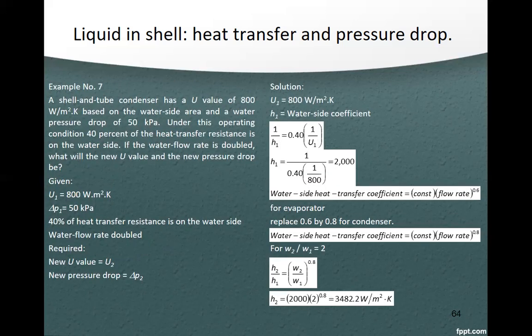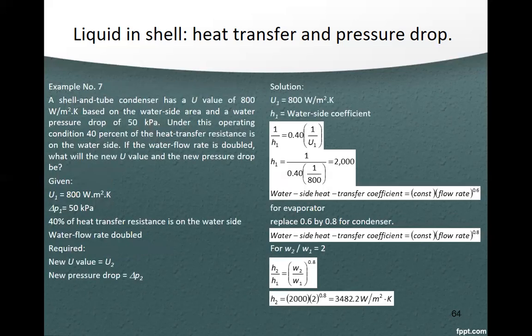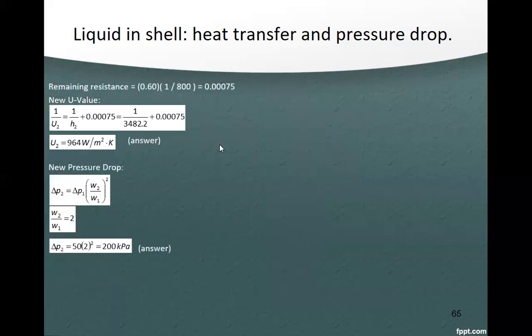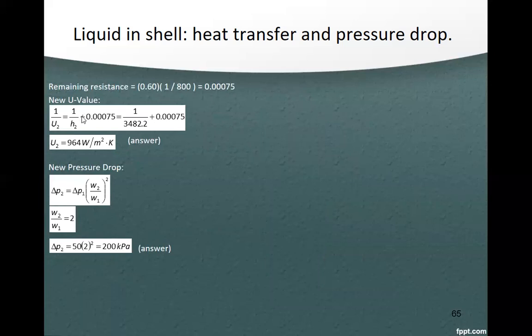Tapos, kunin mo na yung H2 niya, and dagdag mo ito sa tira. Hindi naman nagbago yung resistance ng isa. Okay? So, new pressure drop, delta P2 is equal to delta P1 times W2 over W1 squared. So, yun lang. W2 over W1 is 2. So, delta P2 is equal to 50 times 2 squared, which is 200 kilopascal. So, hindi na ako connected dito sa resistance.